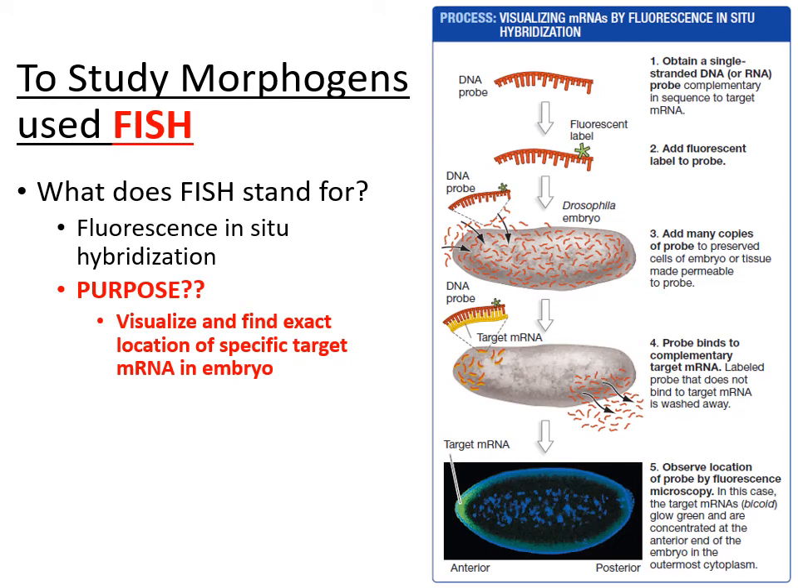Now, another way that we help figure out what something does, or where you might find it in a cell, is called FISH. So FISH has helped us study morphogens. FISH stands for fluorescence in situ hybridization. And what this process is, first of all, it relies on a small DNA probe.